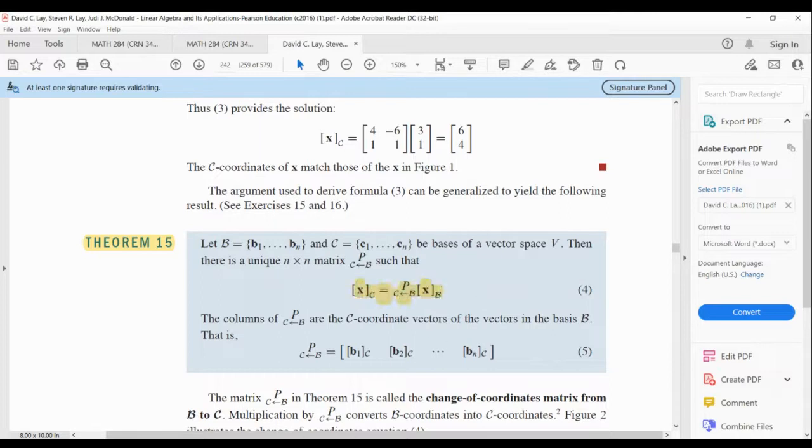That's what this first statement is. You have a coordinate vector of x relative to a basis B, and by multiplying it by a matrix P, we get the coordinate vector of x relative to the basis C. That's called your change of coordinates matrix from basis B to basis C, that matrix P. And it turns out that the columns of that change of coordinates matrix just consist of the coordinate vectors of the basis vectors of B relative to the basis C. That's what they're saying in part 5.